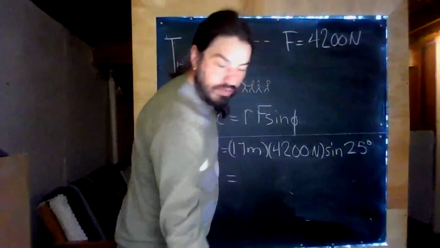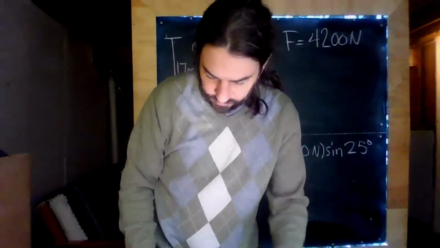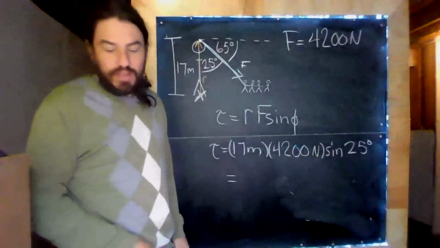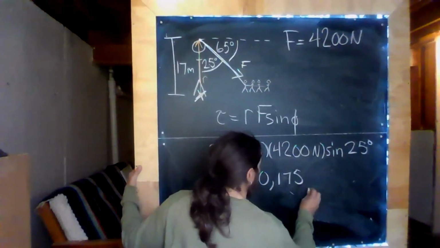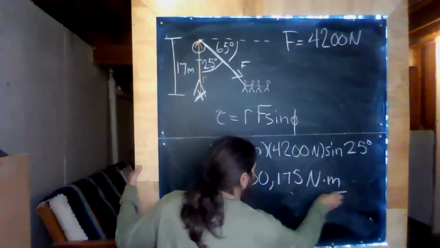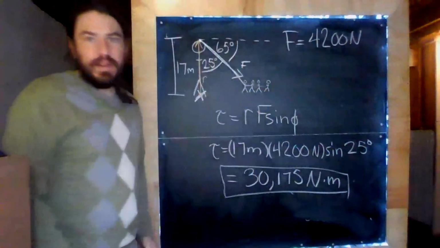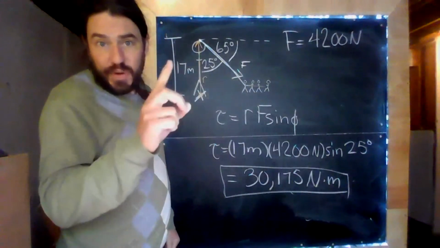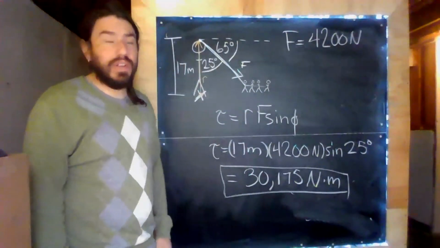And we can just run our calculator. We get 30,175. Units, newtons, meters, a couple extra sig figs in there. As you know, that's not my main focus. Okay, there we go. Newtons times meters, that's our unit.